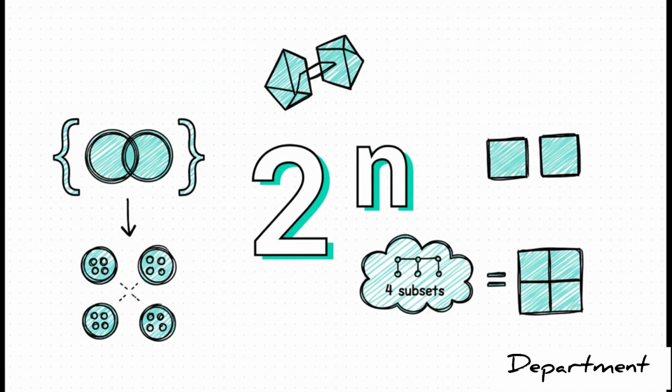And here's the cool part. A little shortcut. You don't have to list them all out every time. There's a magic formula, 2 to the power of n, where n is just the number of elements in your original set. So for our set {1, 2}, it had 2 elements. That means its power set has 2 squared, or 4 members. And that's exactly what we found.